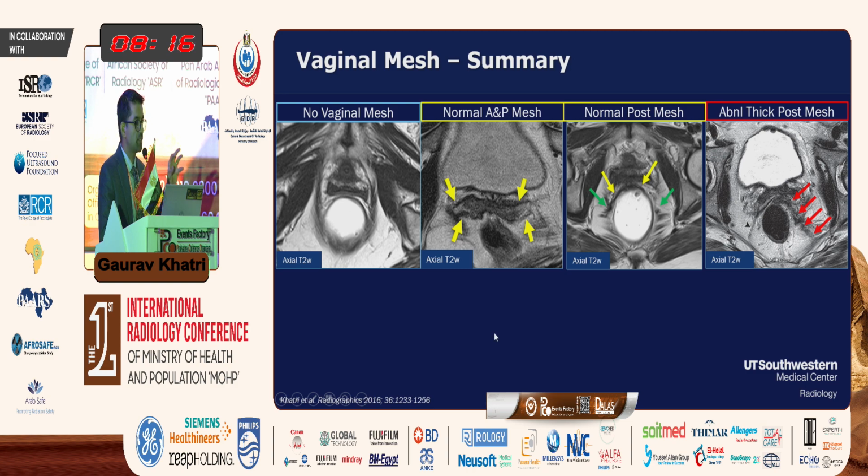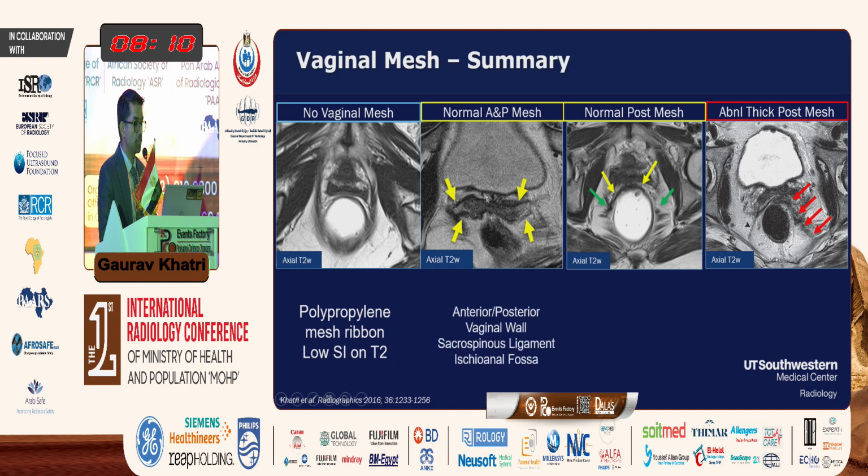So to summarize, this is transvaginal mesh. You're looking for low signal intensity on T2 along the anterior or posterior vaginal wall. Some of the complications include infection, fistula, exposure or extrusion. And then MRI is used more commonly than ultrasound. And that's mostly because you're looking for complications along more distant arms of the mesh than close in the perineum. So the MRI is more useful in this setting.